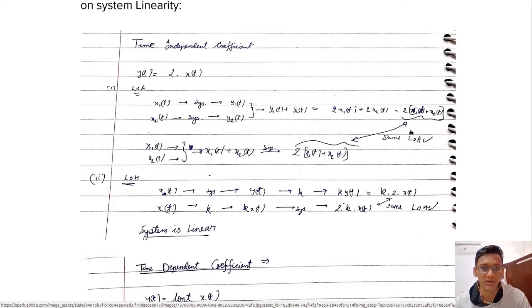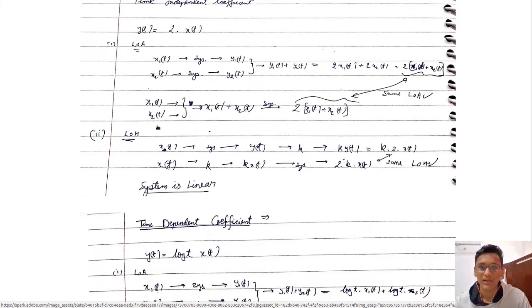So the system is following the law of additivity. Now let's check for the law of homogeneity. x(t) passed to the system, we get y(t), multiplied with the constant k, we get k y(t) equals k into 2 into x(t). We can also write it as 2k x(t).